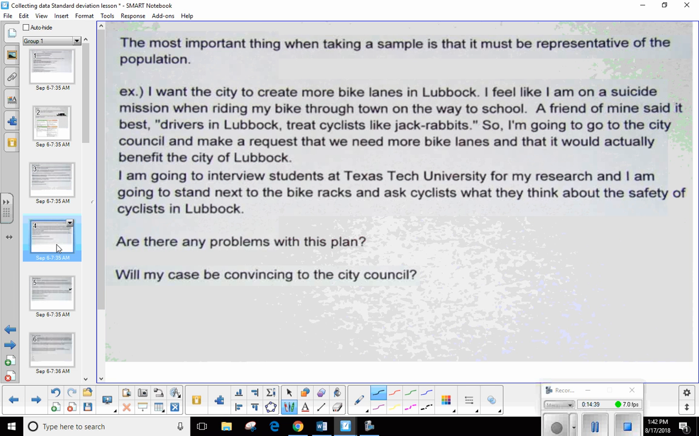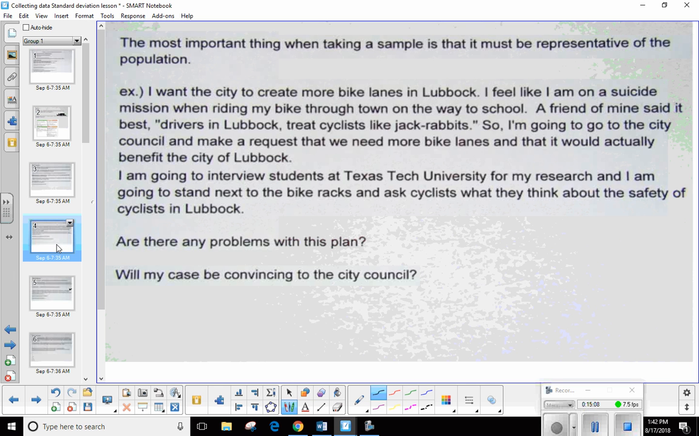Okay, so I want the city to create more bike lanes in Lubbock. I feel that I'm on a suicide mission when riding my bike through town on the way to school. A friend of mine said it best: drivers in Lubbock treat cyclists like jackrabbits. So I'm going to go to the city council and make a request that we need more bike lanes, that it would actually benefit the city of Lubbock. So I'm going to interview students at Texas Tech University for my research, and I'm going to stand next to the bike racks and ask cyclists what they think of the safety of cyclists in Lubbock.